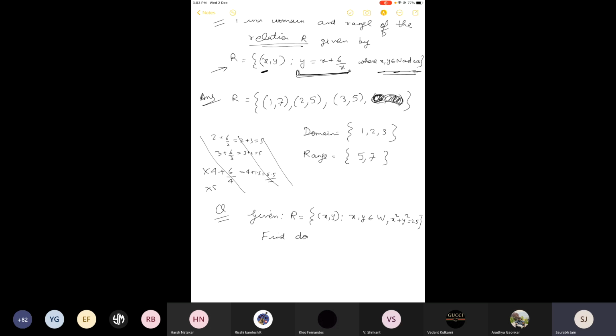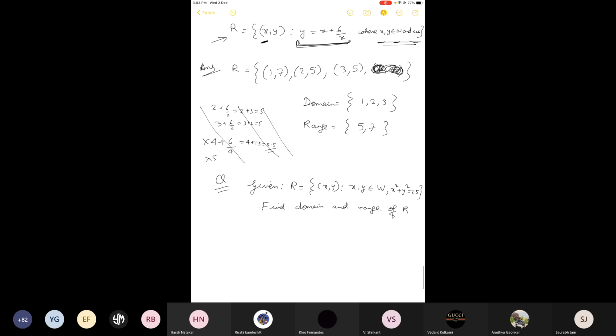Domain and range of R. Note that x and y are whole numbers. So on the basis of that you change this information into roster form and then you can easily find the domain and range. So who will tell me how you will find these ordered pairs? Can anyone tell me? x, y belong to W and x square plus y square is 25.